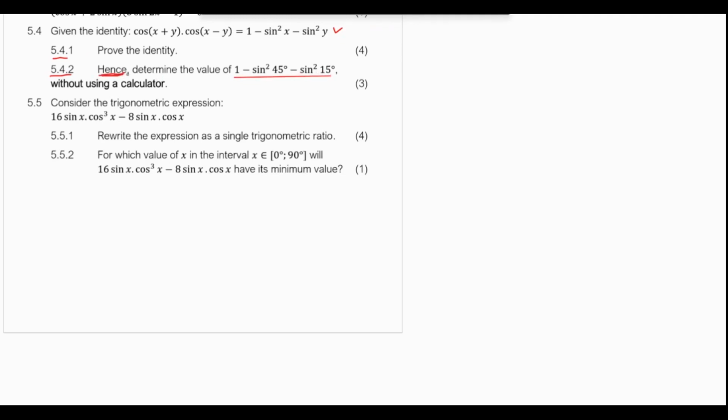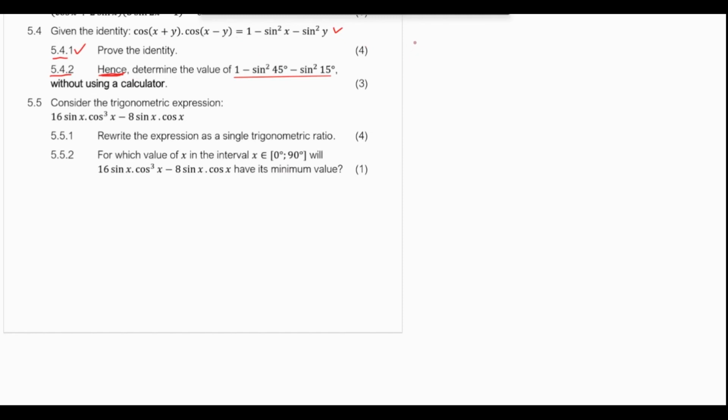Hence means we have to use the answer we got in 5.4.1. It means we have to use our previous answer. How can we do that? That's the easiest thing to do, but there are other ways of doing it. I'm going to show you the other two methods. But it says hence determine the value of this, which means we have to use our proof.